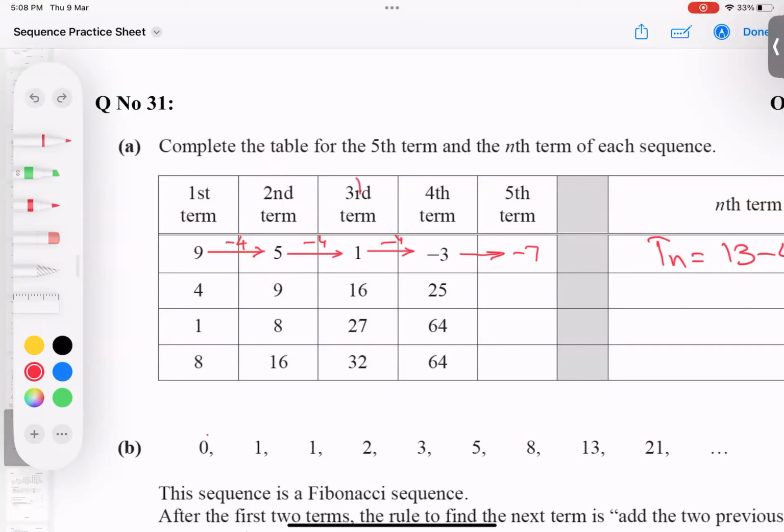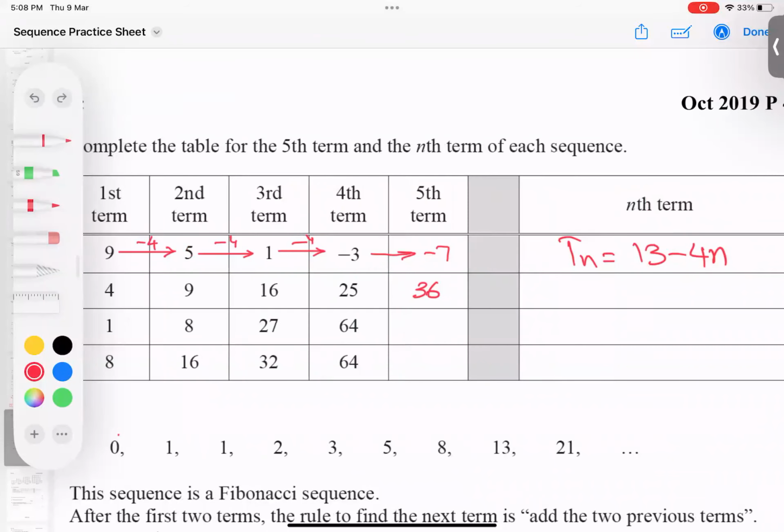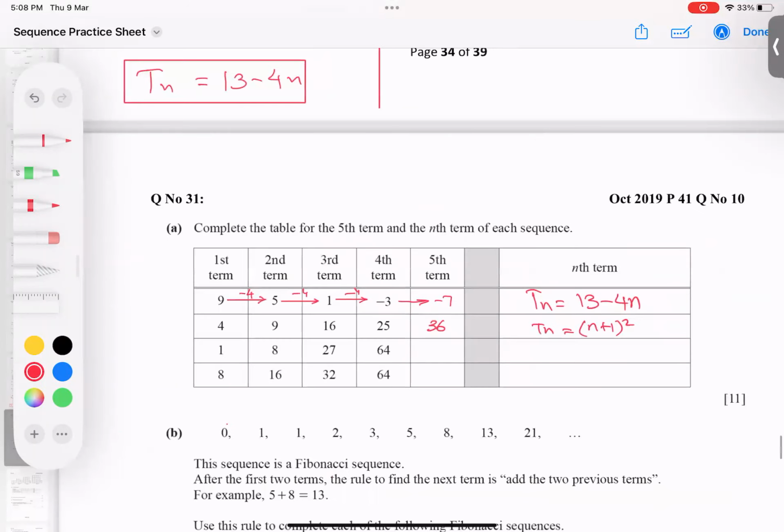In the other number, 3, I add 1 and get 4, square 16. In this number, add 1, I get 5, square 25. In this number, add 1, I get 6, square 36. In this number, add 1 and take the square, I get it like this. So I believe it is clear.